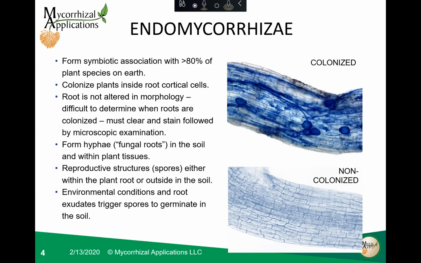You can see right here, this is what a plant would look like with mycorrhizae in it, and this is one that's going to have no mycorrhizae. What happens is it forms these cells inside of the plant, and then it shoots out hyphae. Those hyphae are able to absorb extra nutrients and water in the soil, and that's where the benefit of mycorrhizae comes in. So we'll keep on going.